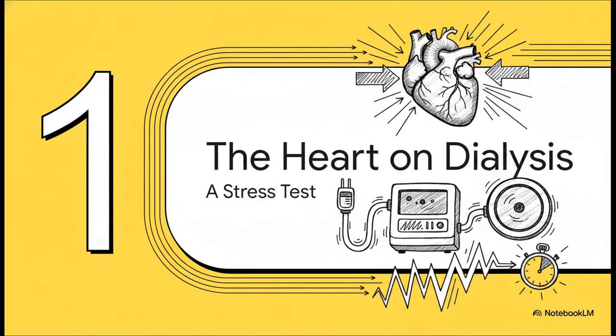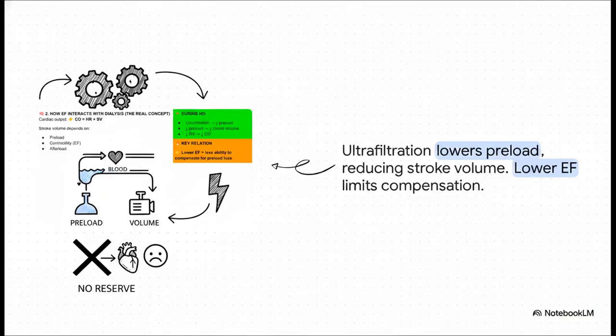I want you to think of every single dialysis session as a stress test, a really rigorous stress test, aimed squarely at the ventricles. This image shows the chain reaction perfectly. We start ultrafiltration, which pulls off fluid. That directly lowers the preload, the amount of blood filling the ventricle before it pumps. Less preload means a smaller stroke volume. And since cardiac output is just stroke volume times heart rate, the entire system's output goes down. Now, a healthy heart can handle this, it can compensate. But a heart with a low EF, it's lost that ability. It has zero reserve left in the tank.